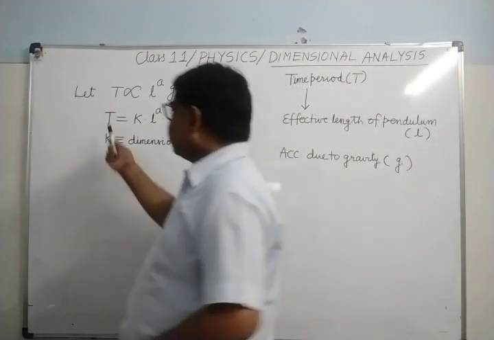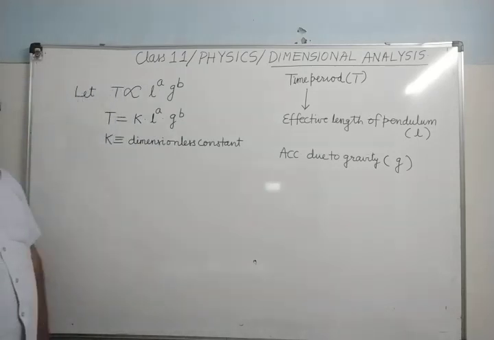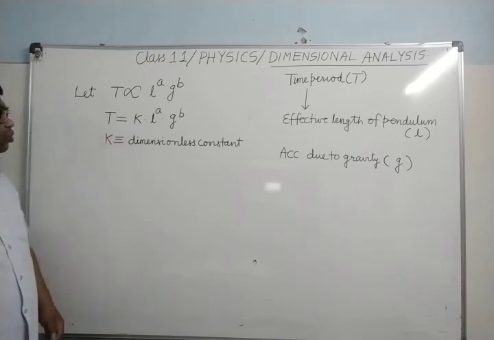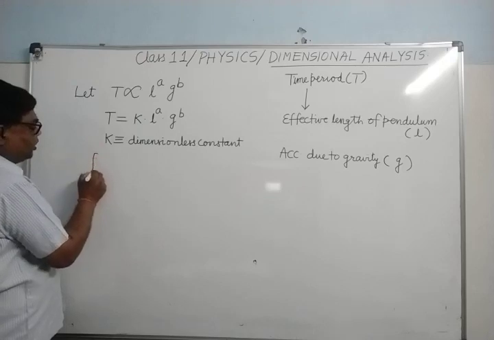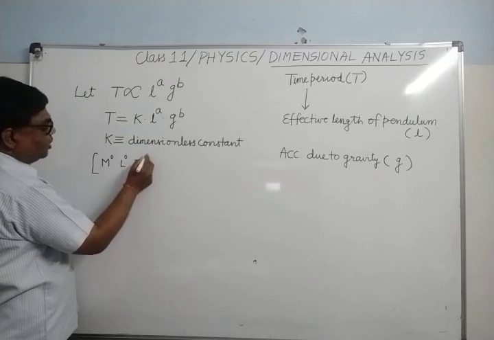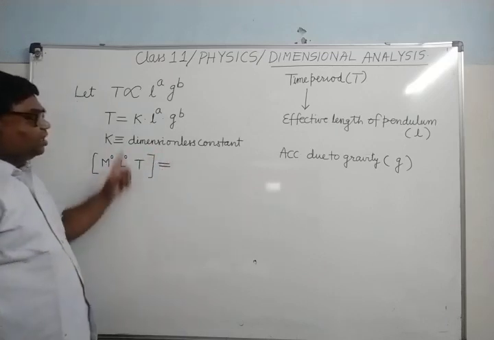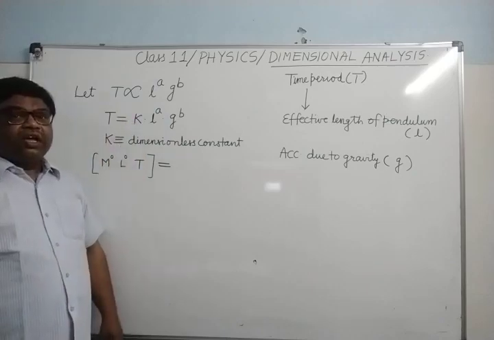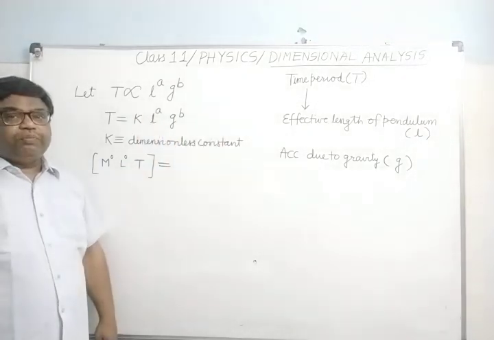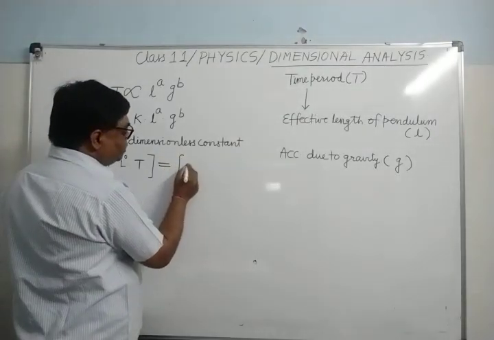See here, what is the dimension of time period? Time period is the time taken to complete one oscillation. Its SI unit is second, so its dimension is M0 L0 T1. No power means power 1. K is dimensionless, so there is no need for it. L is the effective length. Its unit is meter, so its dimension will be L.